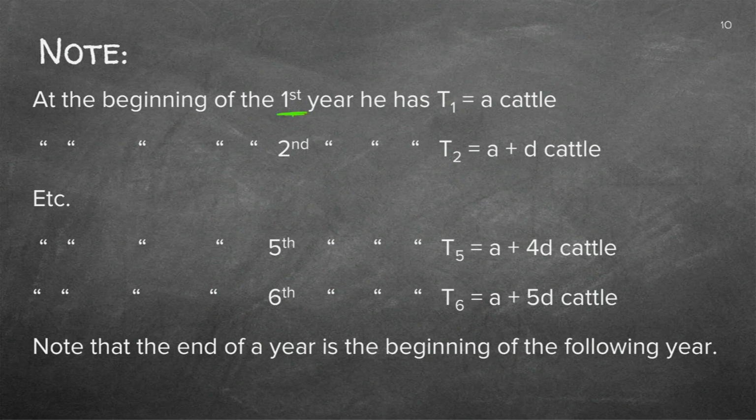At the beginning of the first year, he had A cattle. The first term is A. At the end of that year, in other words, in the beginning of the next year, he had A plus D cattle. In the 5th year, he had A plus 4D cattle. Now look what is happening. There's a 5 there, there's a 4 there. There's a 6 there, there's a 5 there. In other words, the beginning of the next year is exactly the same as the end of the previous year. Good. So just have that in mind when we do the problem.